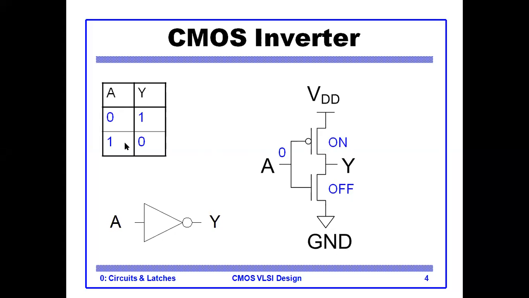But when we are applying 1 as an input to the CMOS inverter, the NMOS is in the on condition and at the same time the PMOS is off. So because of the pull down network, the ground potential will appear across the Y terminal. That's why the output is 0 when we apply 1 as the input to the circuit.